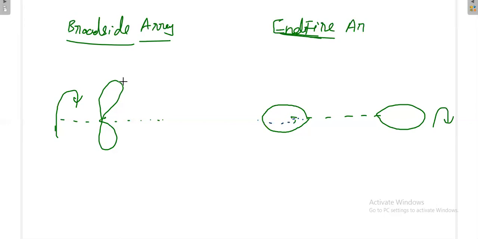Where, sir, will the beam width be more? Will the coverage, the coverage angle, the coverage solid angle, be more in broadside or in end fire? So the beam width of broadside array is greater than the beam width of end fire array.